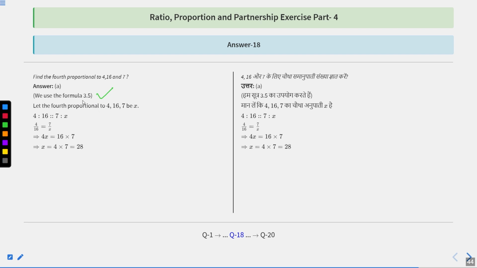So A ratio B equals C ratio D, where A is the first proportion, B is the second proportion, C is the third proportion, and D is the fourth proportion. So we can write 4:16 proportion 7:x. In fraction form, 4/16 equals 7/x. When we solve it, we get 4x equals 16 multiplied by 7. By calculating, we get x equals 28. So A is the correct answer.